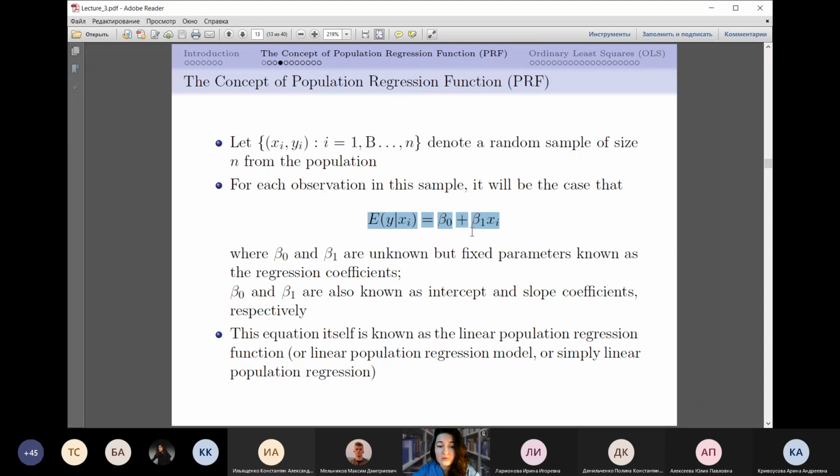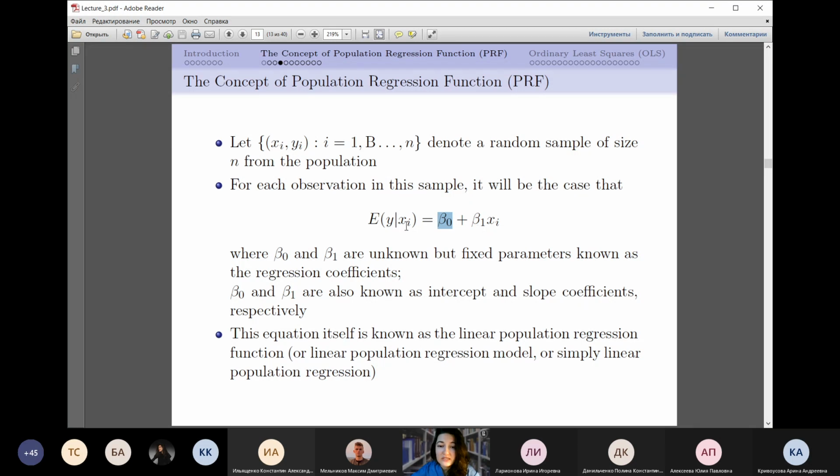Also, we call them regression coefficients. Beta 0 we call the intercept, and beta 1 is our slope coefficient. This equation itself is known as the linear population regression function, or sometimes we call it the linear population regression model, or simply linear population regression.